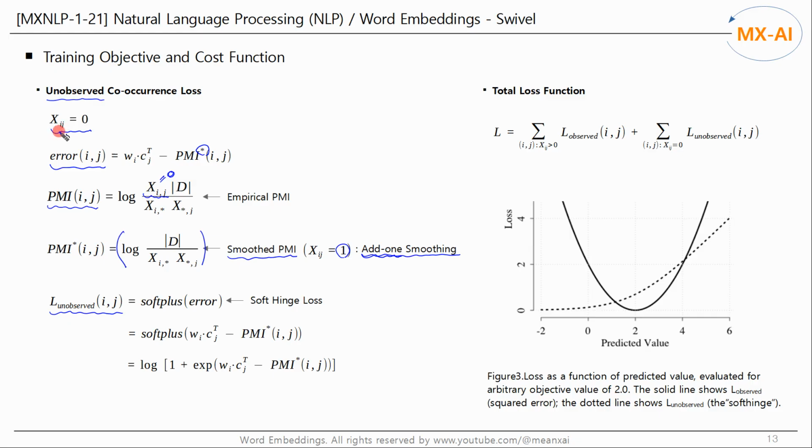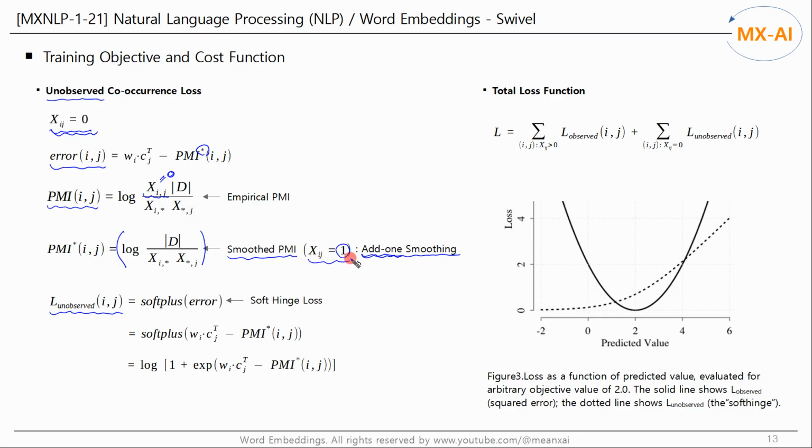Now let's think more carefully about what xij equals 0 actually tells us. If two words are never observed together in our corpus, it doesn't necessarily mean that they are completely unrelated semantically. It may simply mean that we did not observe them together in the particular corpus we are using. So we should be careful not to interpret an unobserved co-occurrence as absolute evidence of zero semantic association.